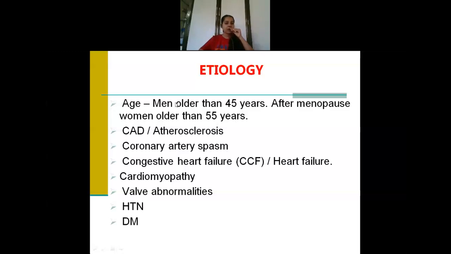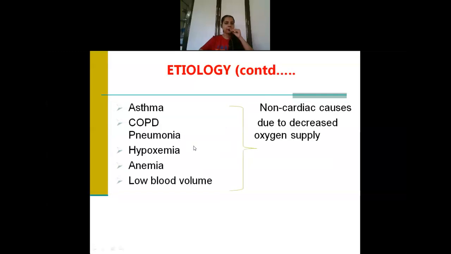Try to remember, in this slide we have all the cardiac problems. All the cardiac problems may result in angina. Next we move on to non-cardiac causes. These are actually respiratory causes. You may wonder why respiratory causes again result in chest pain, isn't it? What happens in asthma, pneumonia, COPD, bronchitis? In all these respiratory conditions, there is hypoxemia, that is decreased oxygen supply. What will happen when there is decreased oxygen supply?